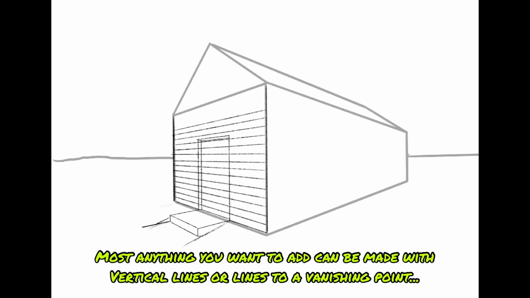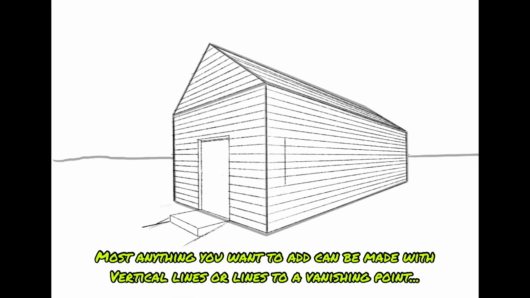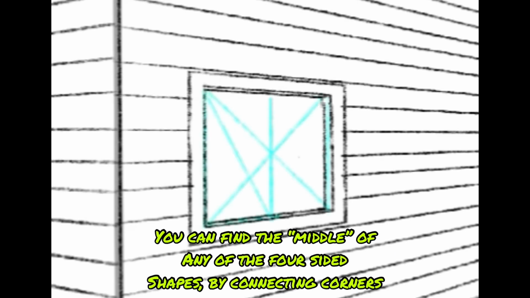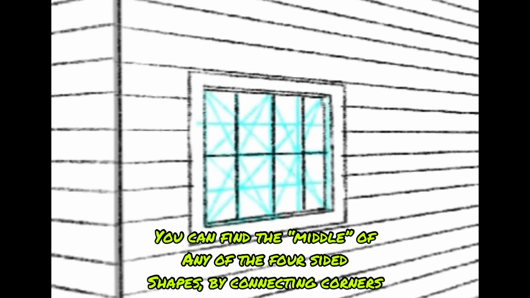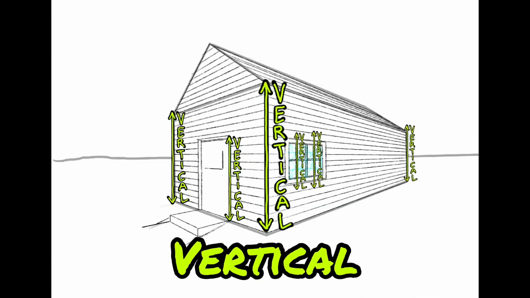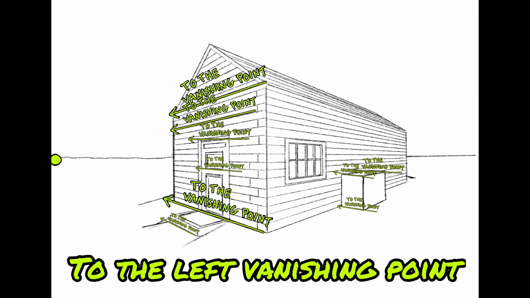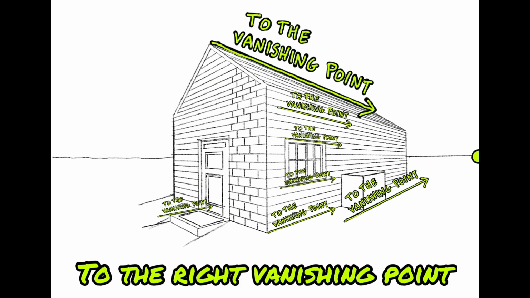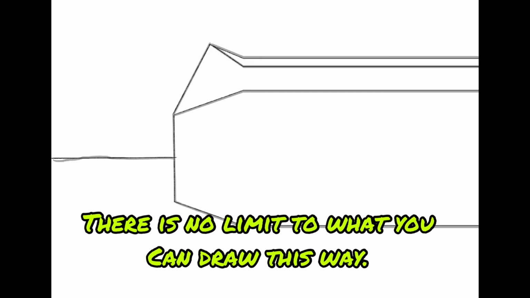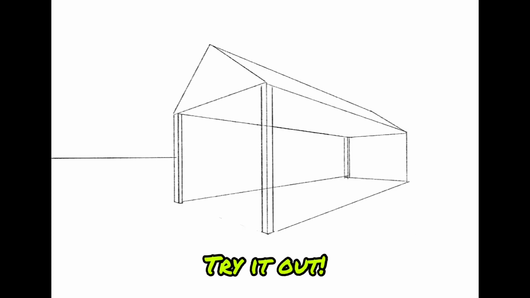Most anything you want to add can be made with a vertical line or lines with a vanishing point. You can find the middle of any four-sided shapes by connecting the corners. Vertical, to the left vanishing point, to the right vanishing point. There's no limit to what you can draw this way. Try it out.